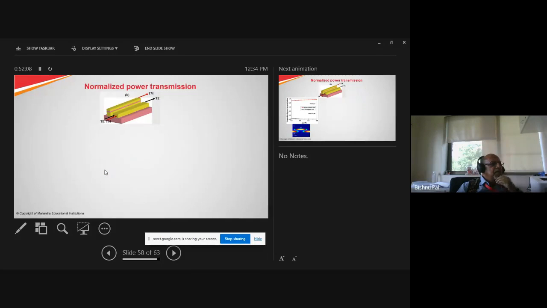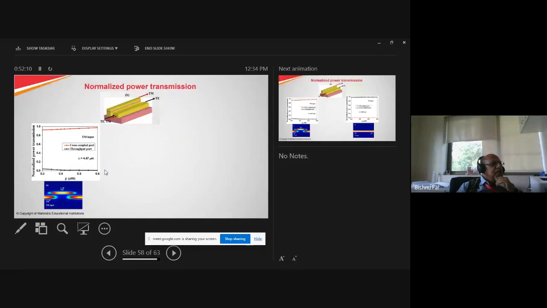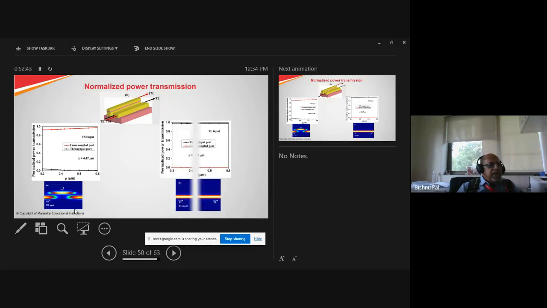And these are the optimized parameters that we obtained. When we studied the normalized power transmission, you can see in the bottom figure that if you inject TM in the strip waveguide, all the TM mode light has gone into the slot waveguide, and TE remained in the strip waveguide. So TM output is shown in red as the transmission, and as a function of different gaps, you can optimize the structure on that basis. At 4.4 micrometer, the throughput port light output is shown in black.